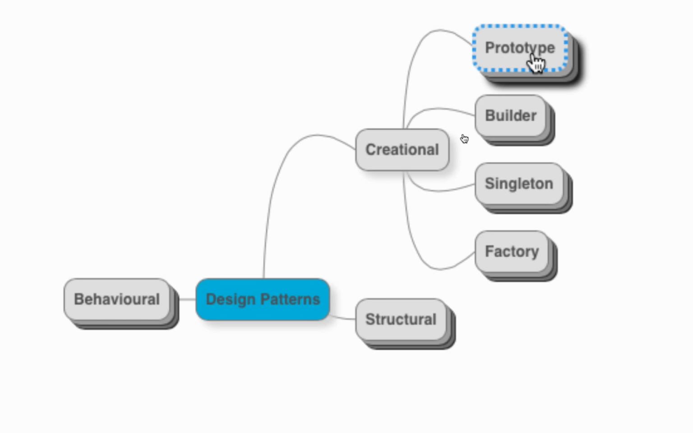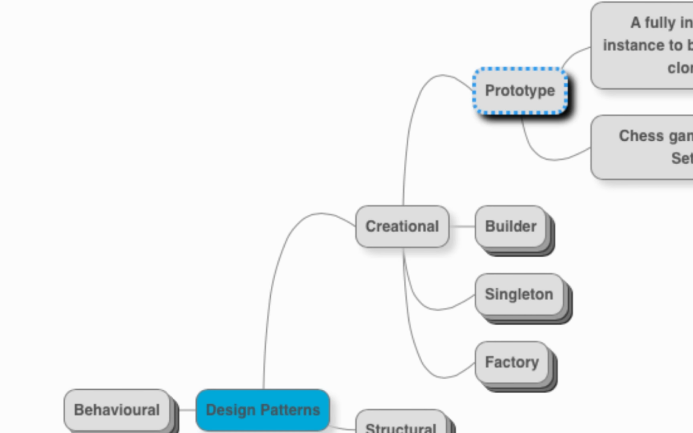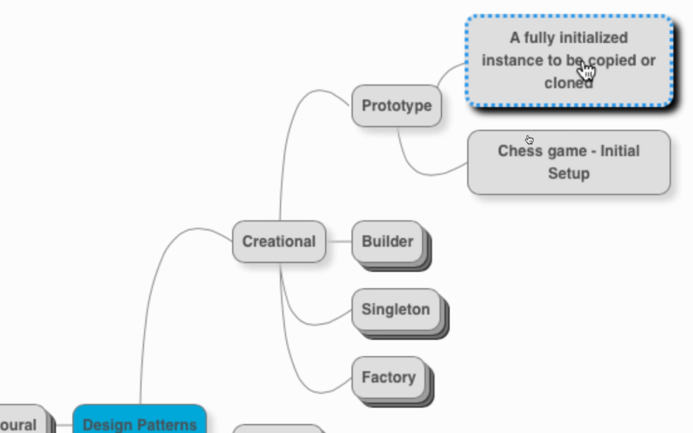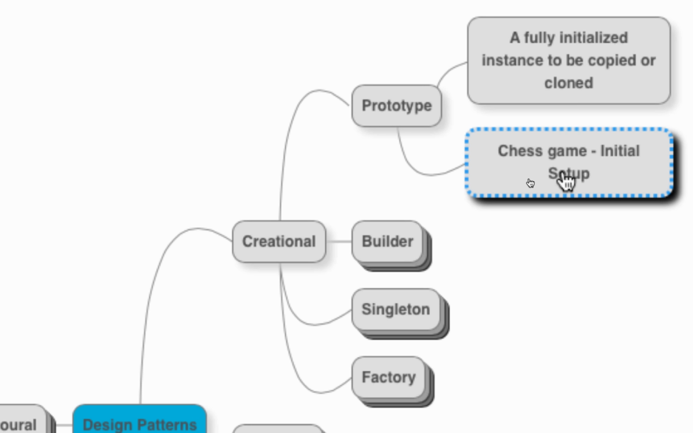So what is prototype pattern? What is it related to? In summary, prototype pattern can be defined as a fully initialized instance to be copied or cloned. Okay, sounds complicated. Let's make it simple. Let's take the example of a chess game. In the chess game, we have an initial setup. There's a particular place where the rooks have to be. There is a particular place where the bishops have to be, king, queen, and the knights, and also the pawns. So there is a specific initial setup for the chess game.